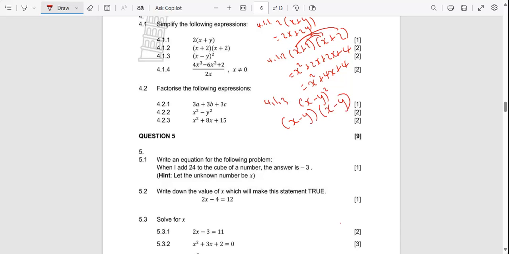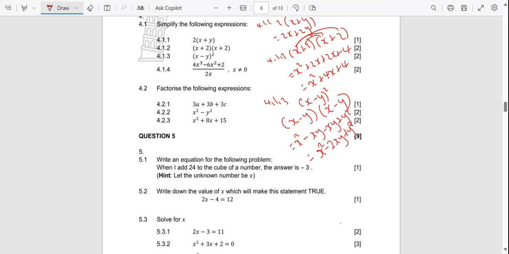X times x is going to be x squared. X times minus y is going to be minus xy. Minus y times x is going to be minus xy. Minus y times minus y is going to be y squared. And then the like terms: we have x squared, minus xy minus xy is minus 2xy, because we know, guys, that behind every variable there is a 1. There's 1, and then minus 1 is going to be minus 2xy, plus y squared. And then we're done.